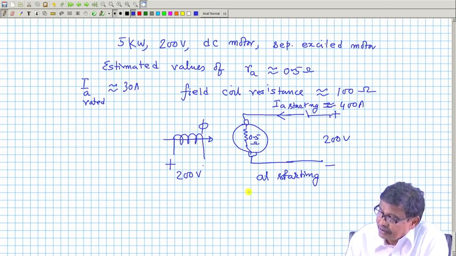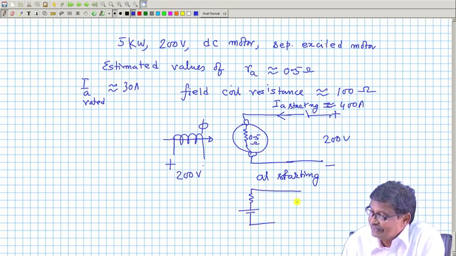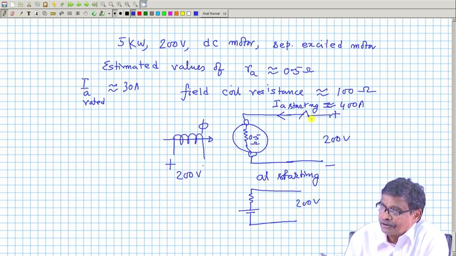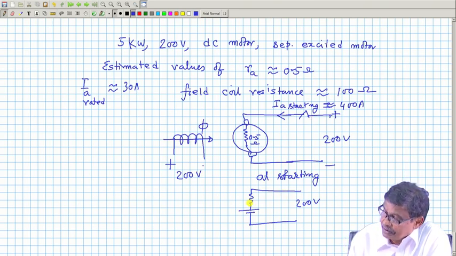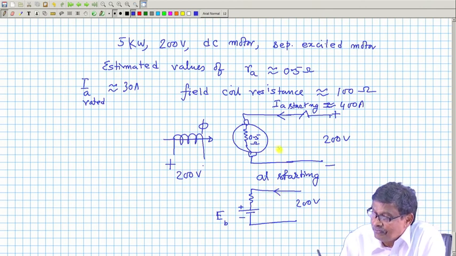The moment it starts running, the equivalent circuit changes. At the time of closing the switch, 400 volts. Then the machine starts picking up speed. This back EMF voltage appears, which will oppose the supply voltage, and this current will fall.